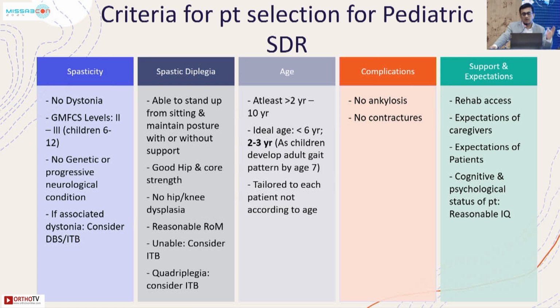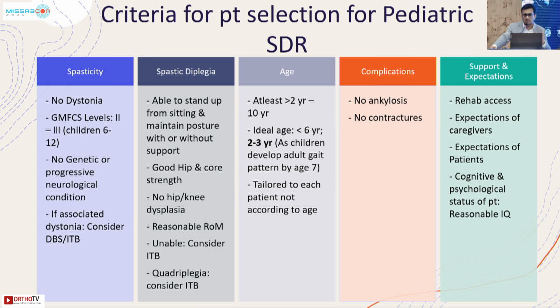In pediatric patients who have quadriplegia or spastic quadriparesis, intrathecal baclofen would be the preferable choice over selective dorsal rhizotomy. As for the ideal age, it is not only age that matters, but if you consider age, 2 to 6 years is considered ideal, because by the age of 7 the typical adult gait pattern develops in children. There should be no permanent contractures or deformities when selecting the patient for surgery.